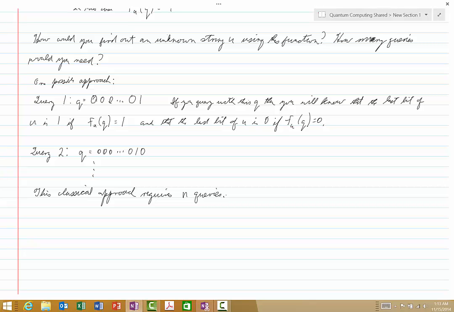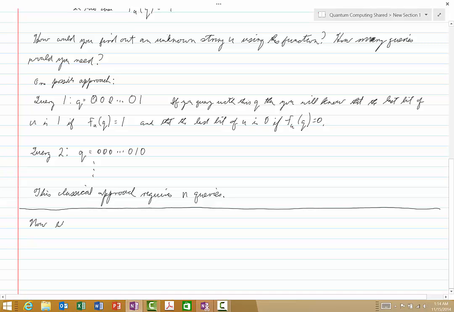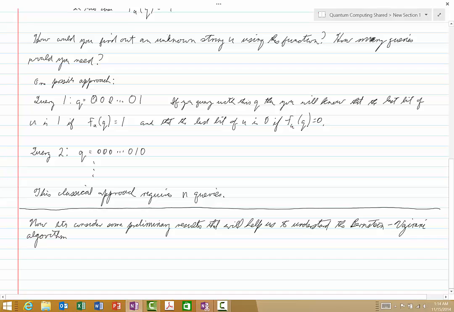But in order to understand everything in that lecture, we will need a couple of preliminary results. And so what we will do now is spend a few moments, let's consider some preliminary results that will help us to understand the Bernstein-Vazirani algorithm in lecture 36.